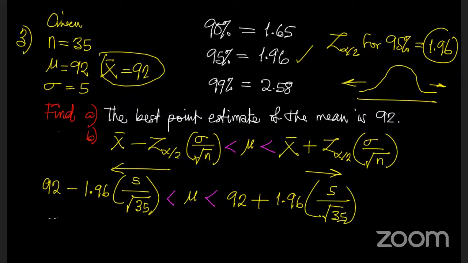Okay, I tried this earlier, and I had the left-hand side to be 90.34. It's less than the mean, and the right-hand side is 93.66. Now let's confirm that.